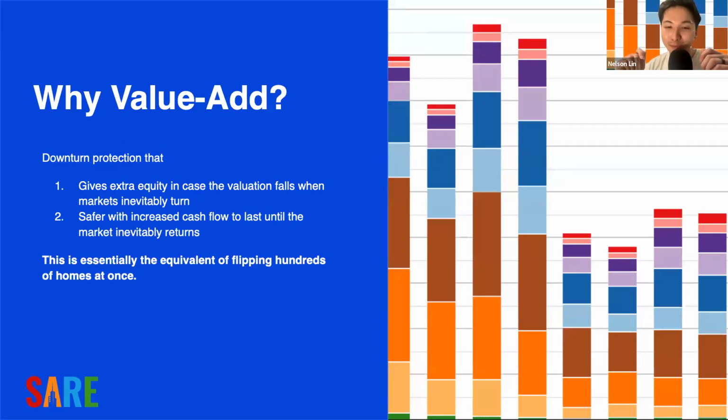However, the point of value add is in an apartment complex, you're increasing income, you're increasing your rent. So your cash flow is also better. And so this is essentially the same thing as if you flipped 100 homes all at once, right? That's why people care so much about value add. You've increased the value of the building. So if a downturn happens, it might just go back to where you bought it at, and your income's up so you can more easily survive through that downturn.